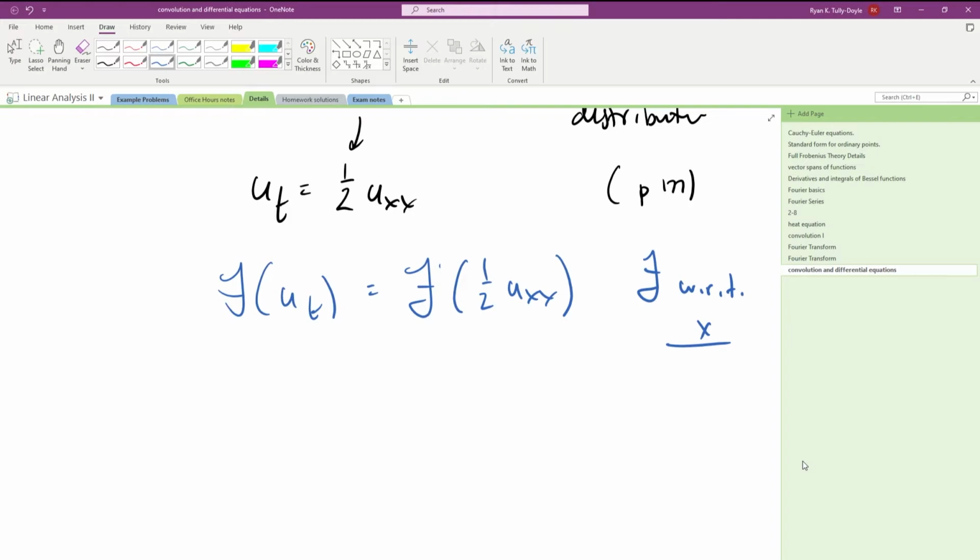So on the right-hand side, I can use the derivative formula because I'm taking a Fourier transform of a second derivative, and that's going to be equal to 1/2 times 2 pi i s squared times the Fourier transform of u. That's just the derivative formula.